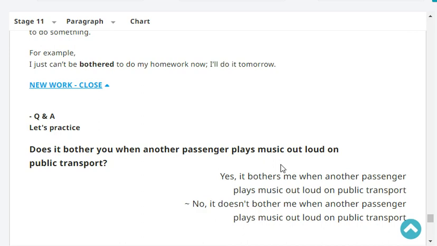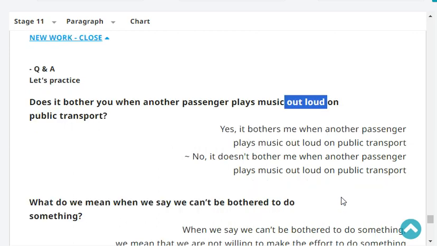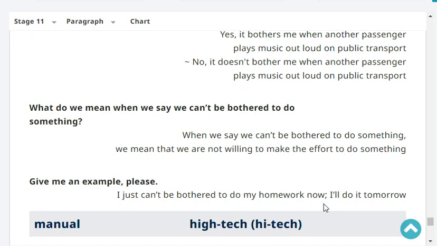Okay, let's practice. Does it bother you when another passenger plays music out loud on public transport? Yes or no? Yes. It bothers me when another passenger plays music out loud on public transport.